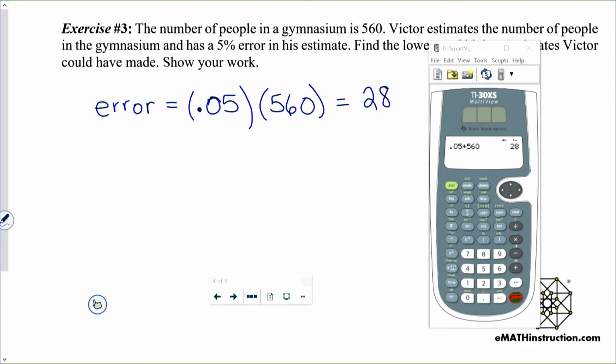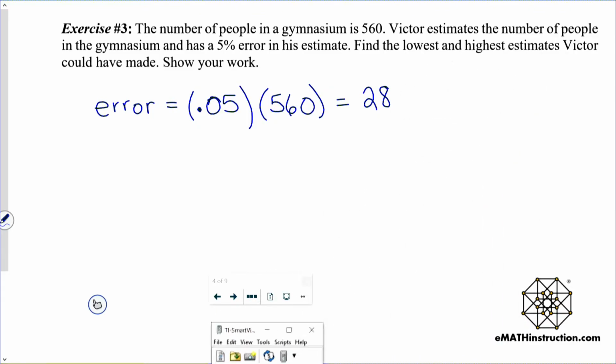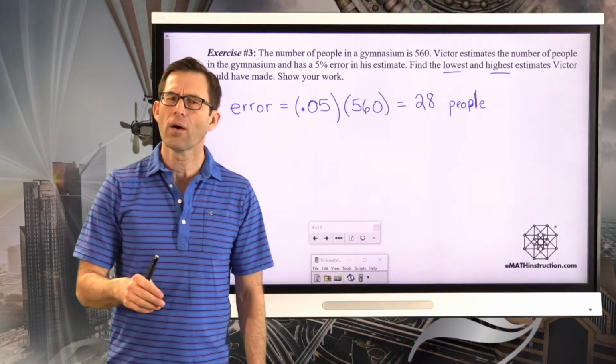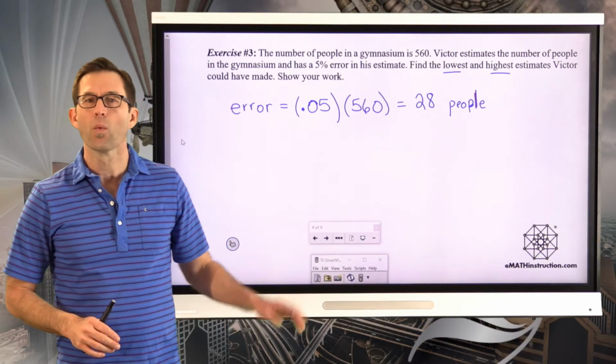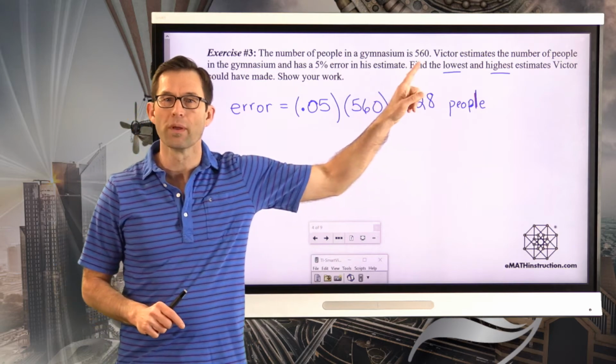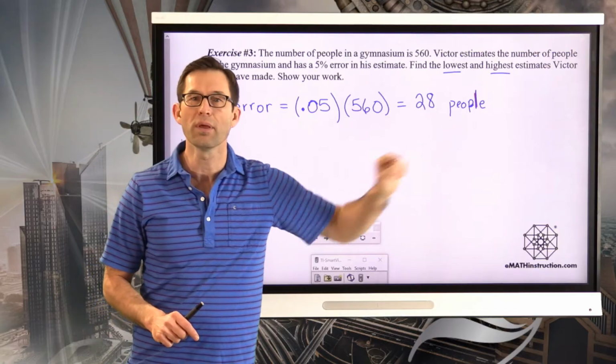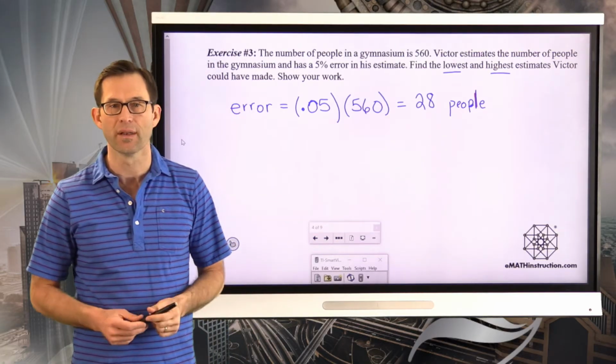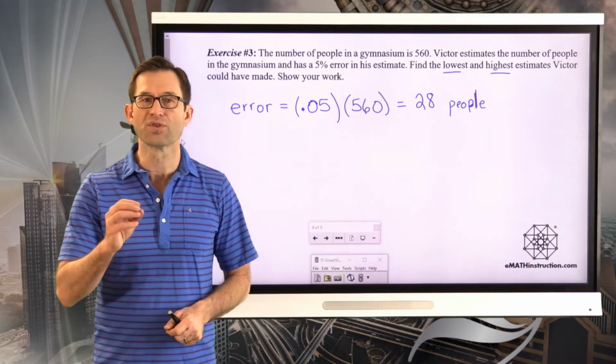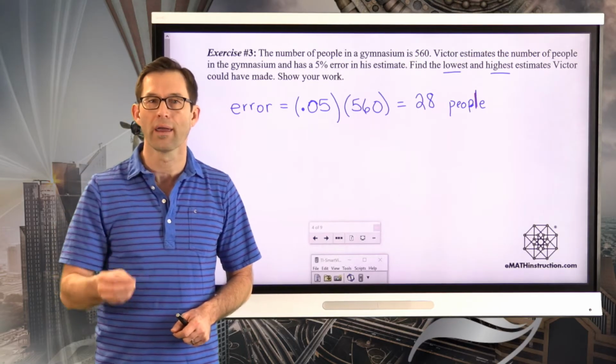Specifically, an error of 28 people. Now, notice it asks us for the lowest and highest estimates Victor could have given. Here's why it does that. We know, based on this total number of people and on this 5% error, that Victor was 28 people off, given his estimate. But we don't know if his estimate was too low or too high.